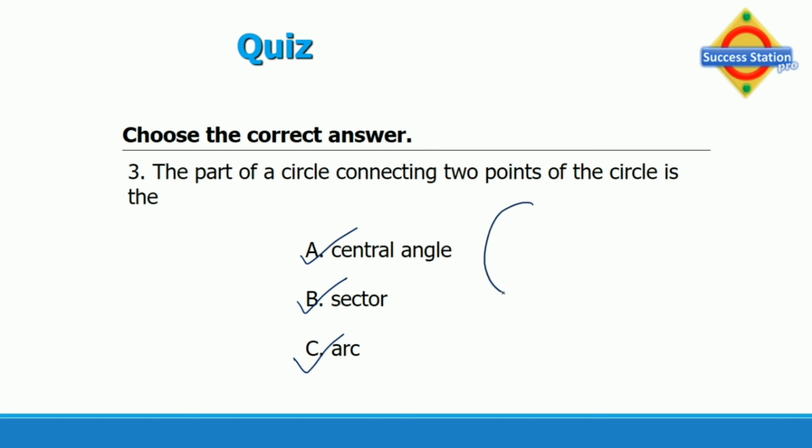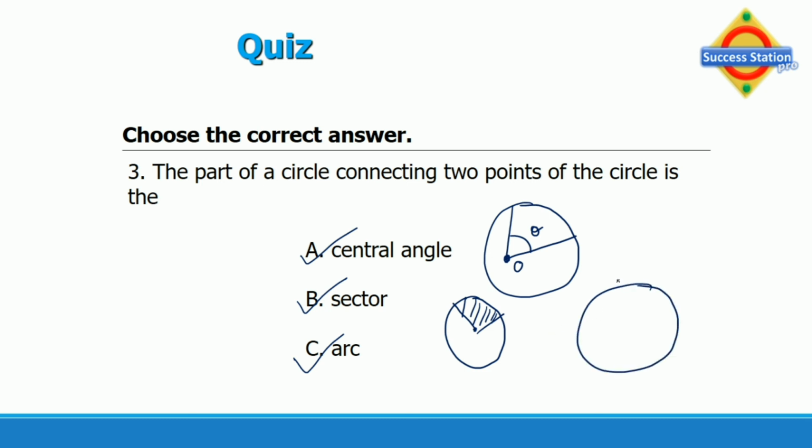What is a central angle? This is the circle, and the angle subtended by this at the center O is theta, right? Now next, sector. Sector refers to this area. What is an arc? An arc is any part of the circle. This can be an arc. So obviously arc will be the correct answer.